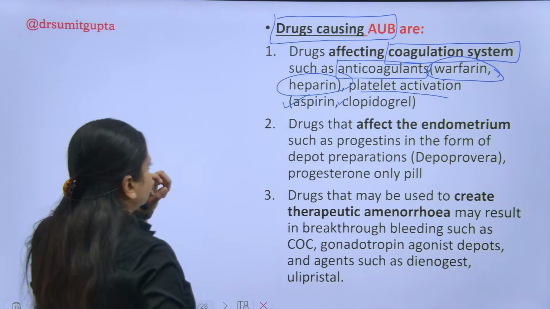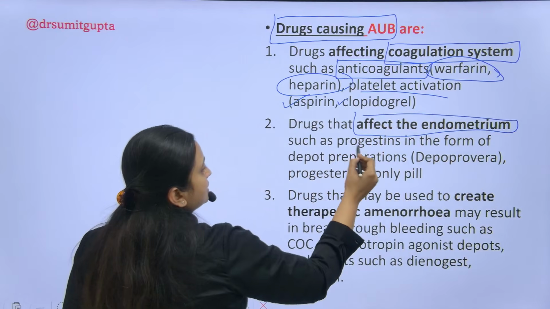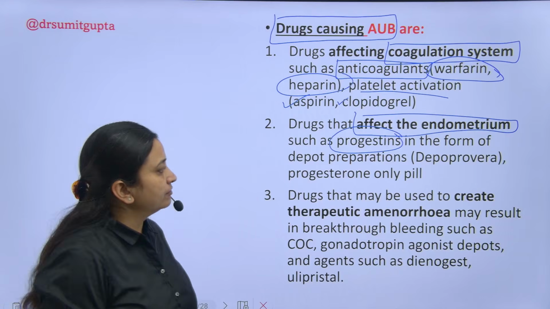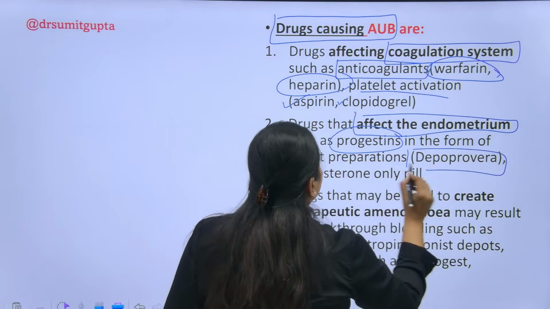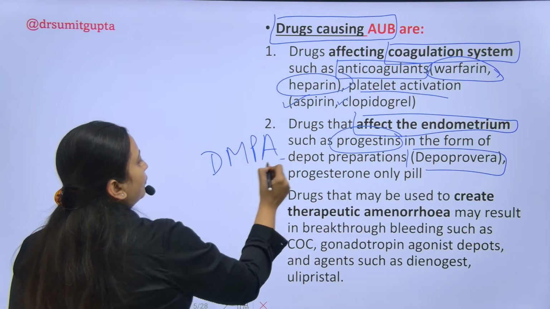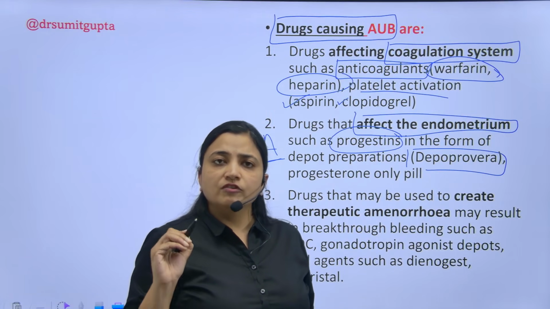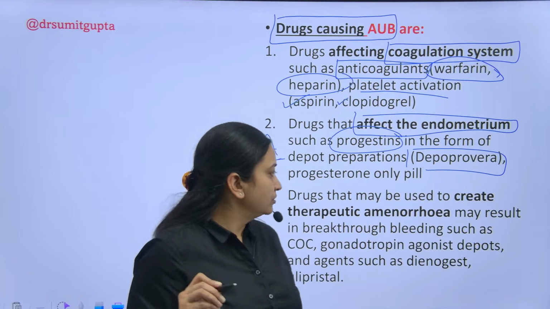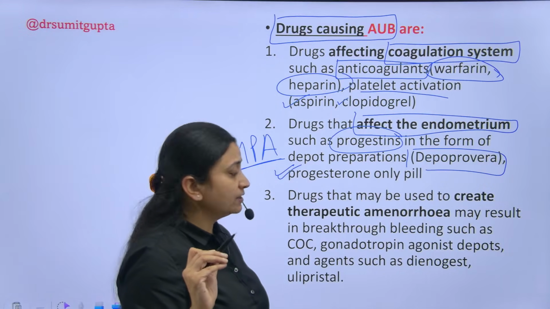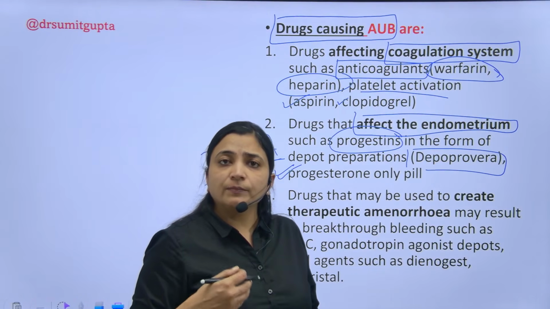Then there are some medications which affect the endometrium, such as progesterones. Why the patient will be taking progesterones? As a contraceptive, like Depo-Provera or DMPA, depot preparation, injection medroxyprogesterone acetate, which is taken as a contraceptive every 3 months, and progesterone only pill. You have to specifically ask the contraceptive history. Then there are drugs which are used to create therapeutic amenorrhea.